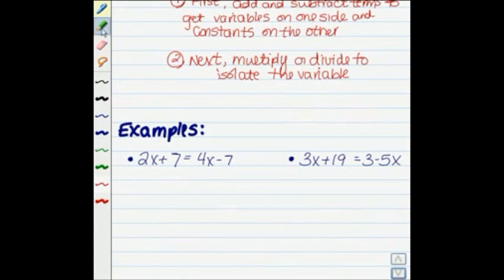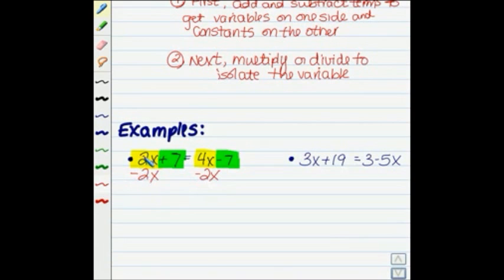So when we take a look at our first example here, we see we have a 2x on the left side and a 4x on the right side, both containing a variable. Then we've got our constants, a positive 7 and a negative 7. Now we want to get the variables on the same side, and the constants on the other side. Doesn't matter which way we move it, but I'm going to go ahead and start by subtracting 2x from both sides. Adding and subtracting here.